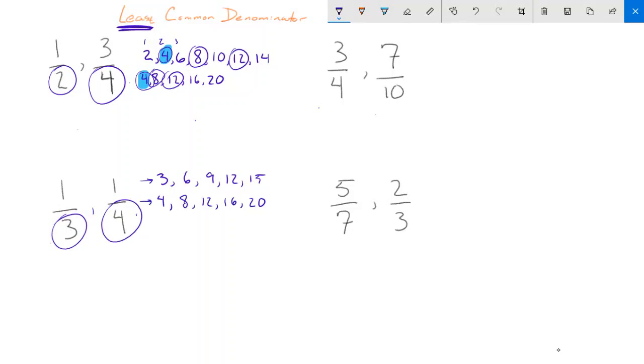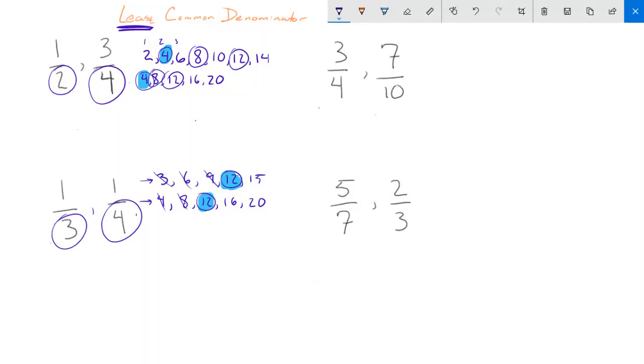3 is not common, 6 is not common, 9, 12. 12 is common. Any other common multiples? I do not see any others, especially in the smaller numbers, right? 9 is not in common, 6 is not in common, 8, 4 not in common. So 12 would be the least common denominator if I had something thirds and something fourths.